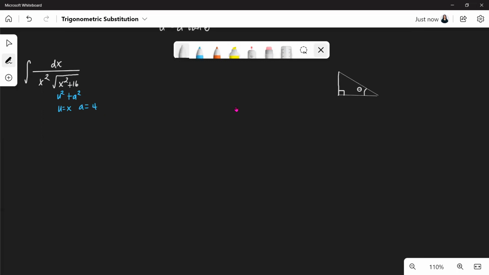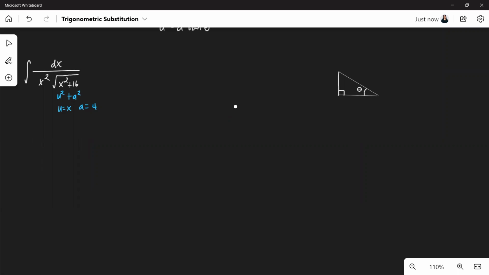So the opposite side of the triangle, of the theta here, must be the variable x, and the adjacent side is the constant 4. So the hypotenuse is the square root of x squared plus 16. From this right triangle, we can get the relationship of the opposite side and the adjacent side. That's tangent. So tangent theta is x over 4, or x is 4 tangent theta.